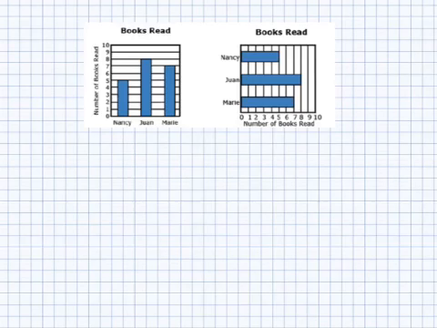What I do want you to pay attention to is that there are spaces between the bars. If you look, each bar is giving you information about a particular person. The first one is Nancy, then Juan, then Marie. And there are gaps between the bars because the information is not continuous, it's discrete. They're different categories, right? And so there are gaps between the bars. And that's going to be really significant when we start discussing histograms.